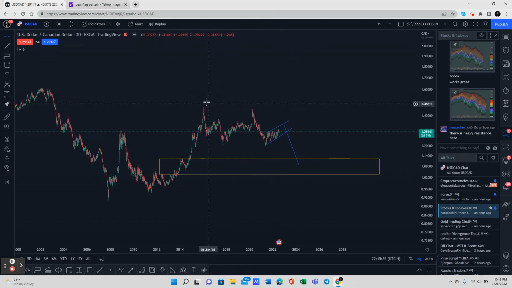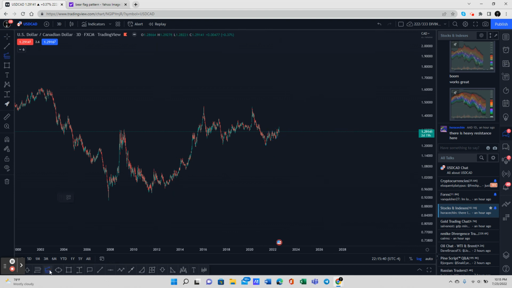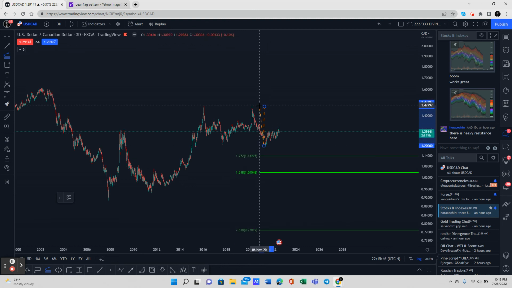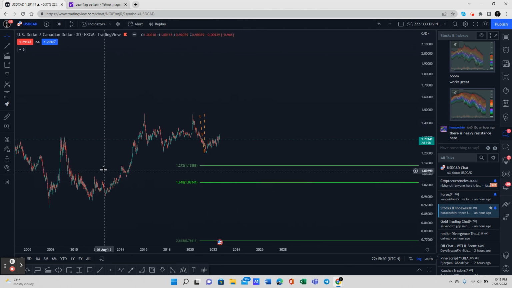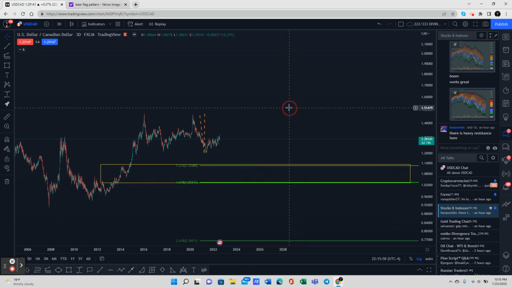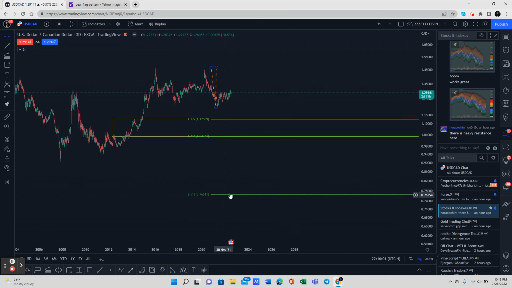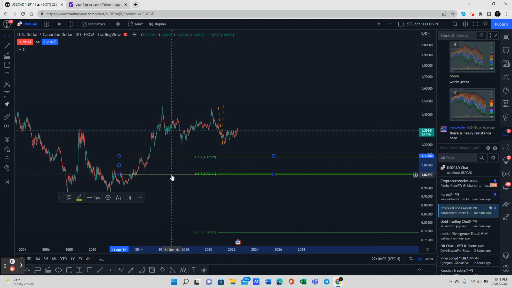Now watch this. We can do different types of targets based off of measuring using our extension tool. I can take this whole move, bring it back up. These are the next target areas. And guess what? They line up with confluence right there, back at the golden ratio area. So this is a lot of things really shaping up to give us our targets to the downside. Of course, these are the ultimate targets to the downside. But yeah, this could happen.